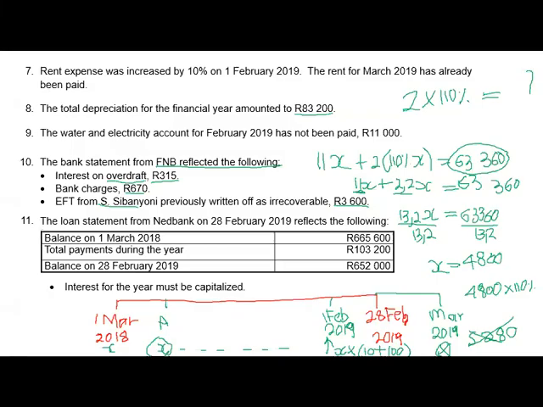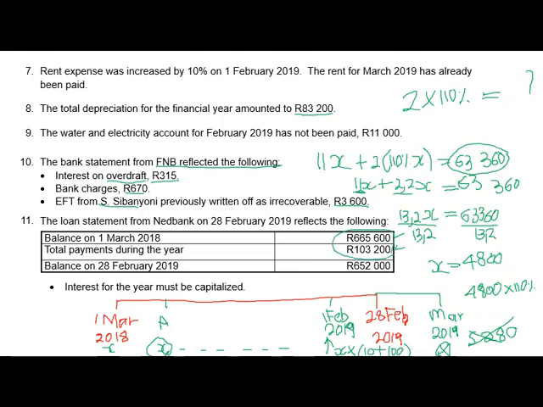The next one talks about the loan statement from Nedbank on the 28th of February 2019, which reflects the following. So this is the balance at the beginning of the year, and then we have the payments. Please note that the fact that you have payments during the year means that whatever you have in the trial balance, they already deducted the payments.